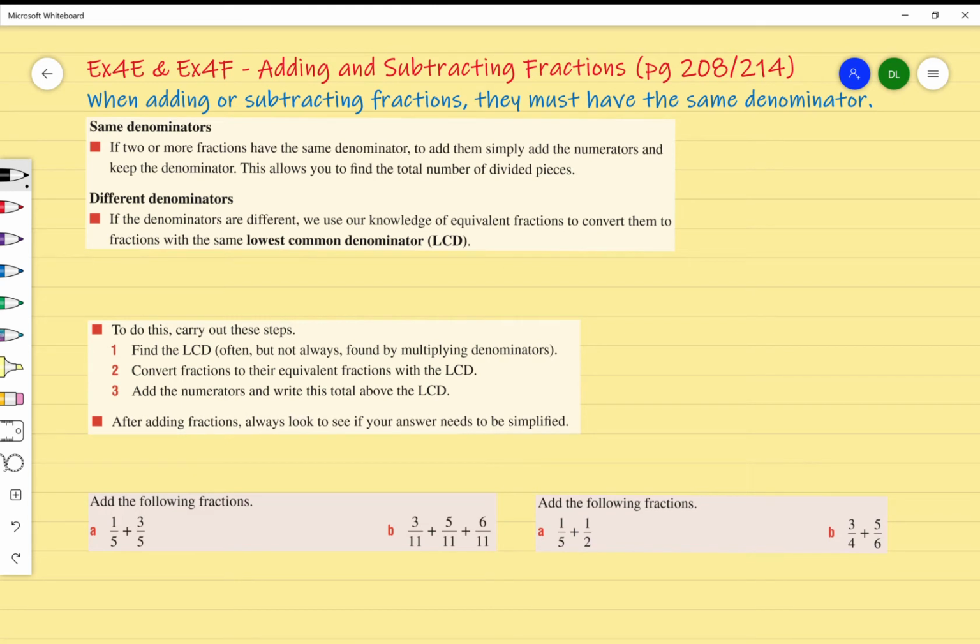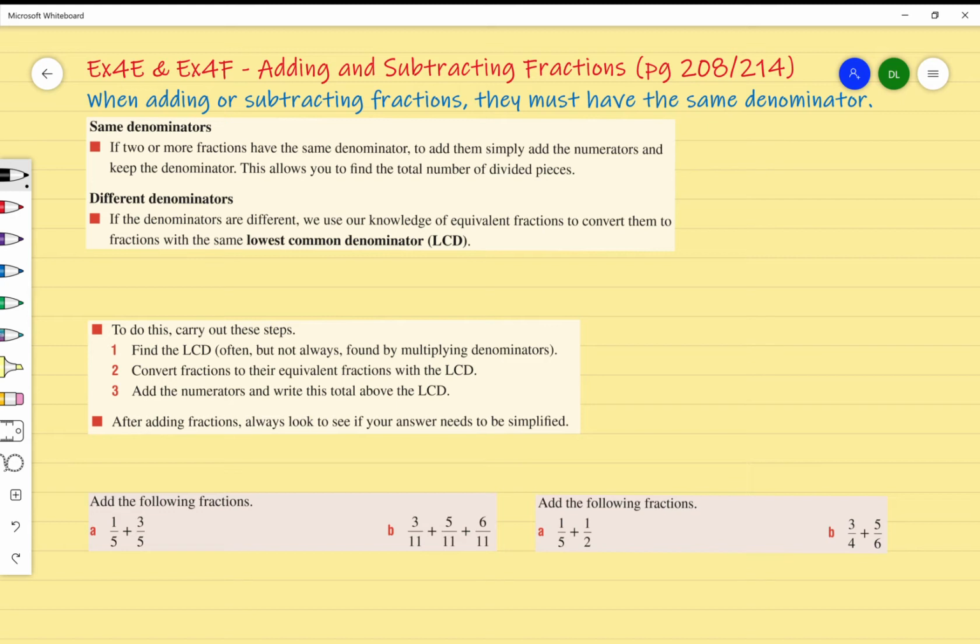We're actually going to go straight into going back over stuff that we learned at the end of last term. Now for some of you this is going to be new information. For some of you, in my class we've already done this, so this is revision. So this is exercise 4E and 4F on adding and subtracting fractions, and it's on page 208 or 214 of your textbook depending on what exercise you're looking at.